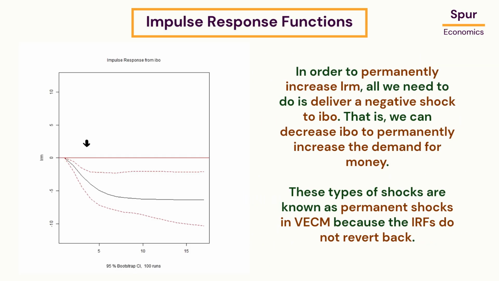In order to permanently increase LRM, all we need to do is deliver a negative shock to IBO. That is, we can decrease IBO to permanently increase the demand for money. These types of shocks are known as permanent shocks in VECM because the IRFs do not revert back.